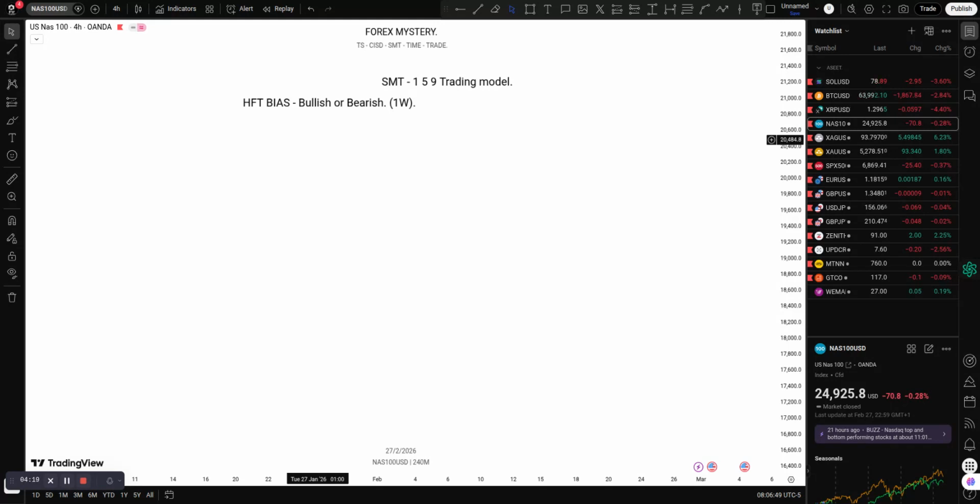So the number one thing is understanding your higher time frame bias, and that is the weekly. Now you have to jump over to the 4 hours time frame using time frame alignment.